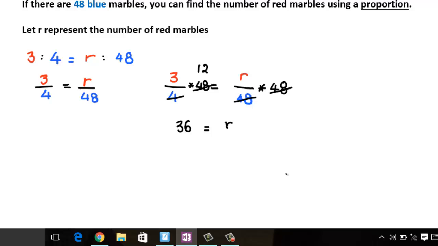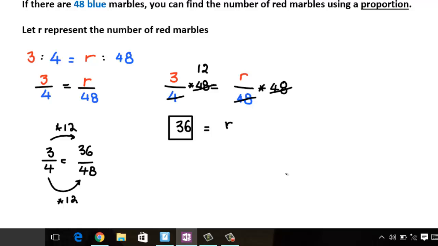So can I check if what I'm doing is correct or not? Yes. If I'm saying 3 over 4 equal to 36 over 48, let's check. To transfer 4 to 48, I need to multiply by 12. Can I multiply 3 by 12 and see if it gives me 36? For sure, yes. That means my answer is correct, and I can say that R equals 36 marbles.